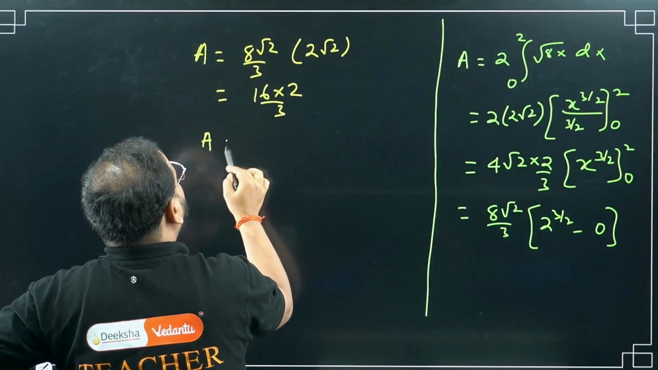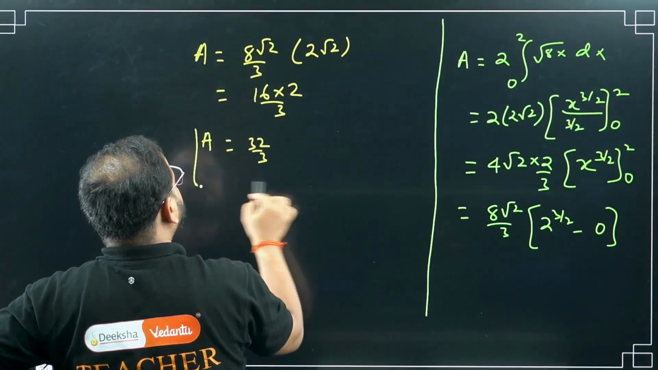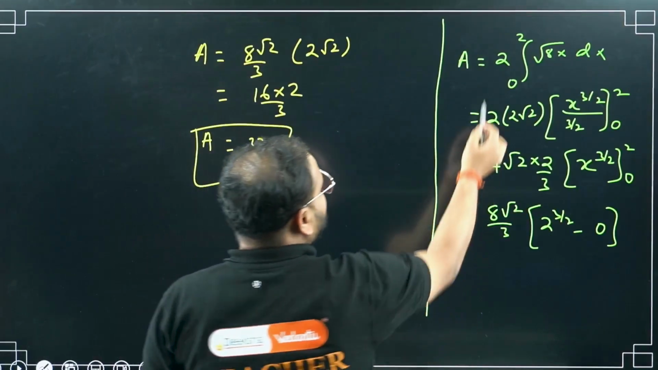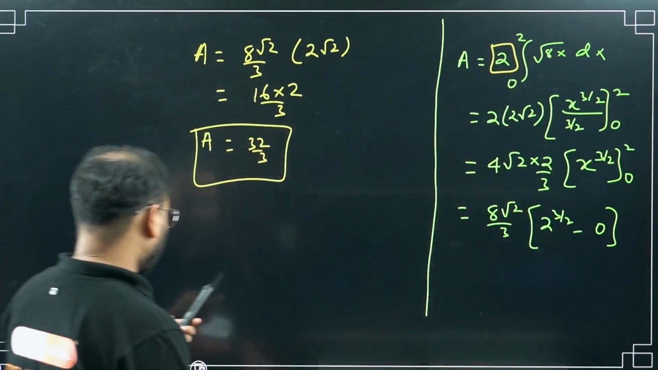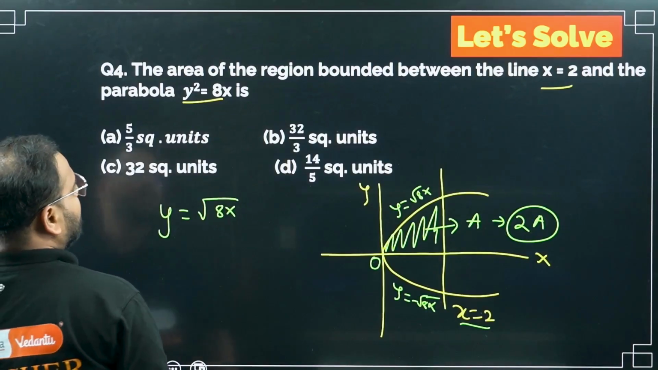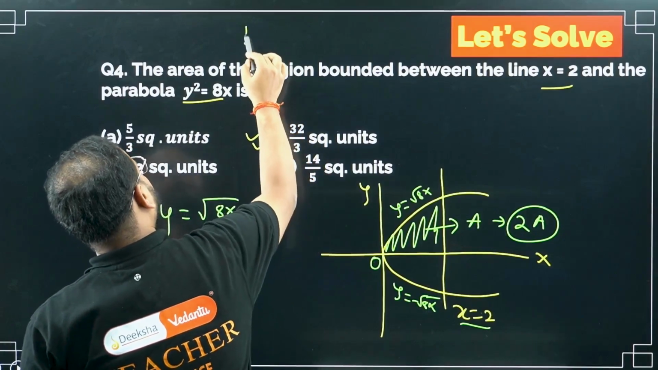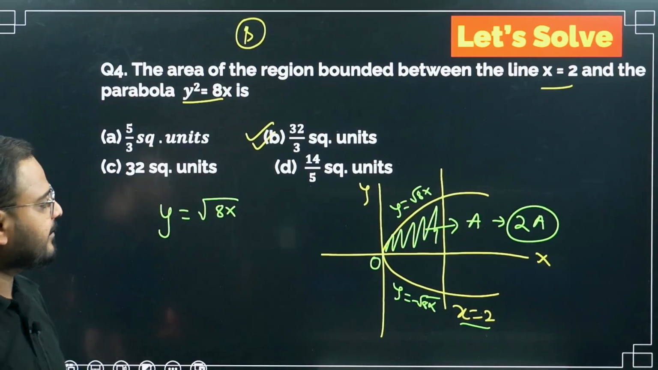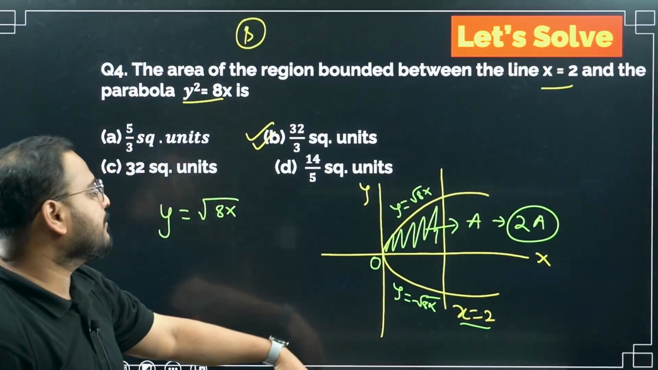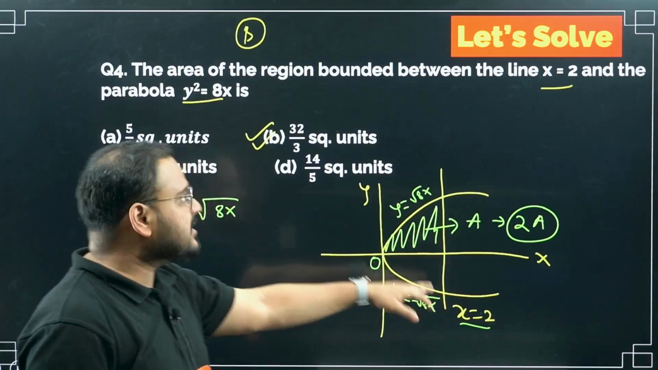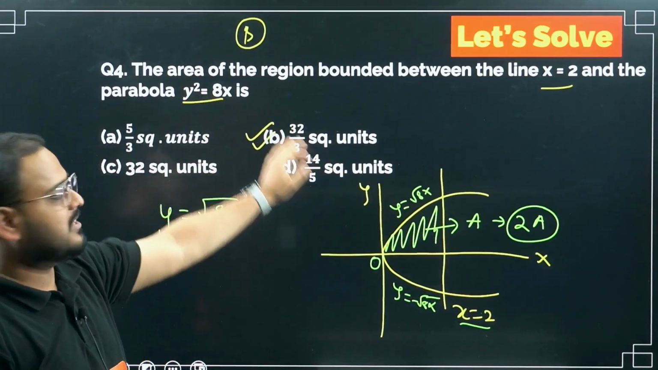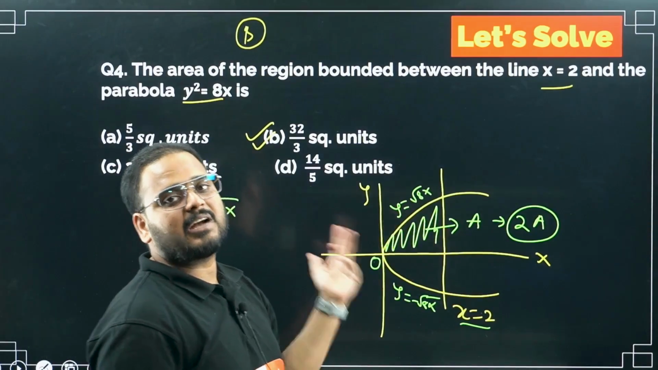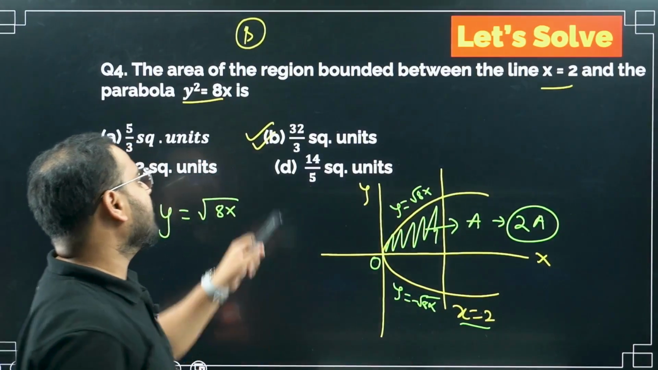So what is my area? Area is 32 by 3. This is my area, right? I've already taken this 2 times in the beginning, so I don't have to multiply by 2 again. My answer is 32 by 3, option B. That's why the curve becomes very important. I don't have to do it again for the negative side. I can do it, no problem, but why do that? Since the power on y is even, the curve is symmetric about the x-axis, we can say that clearly. Find this small area, multiply it with 2 to get my required result, which is 32 by 3.